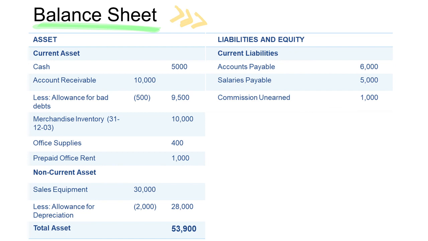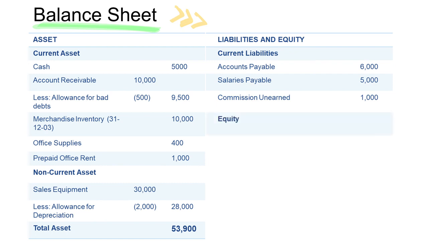Alright, unearned commission. You haven't earned it. Someone gave you money already. You are going to put it in liability because this is a liability. You haven't earned it yet. But when you do, you will move it to cash. Alright? Alright, that's it for current liabilities. Do check once if you have listed everything. And if you have, awesome. Now we are going to go to the equity.